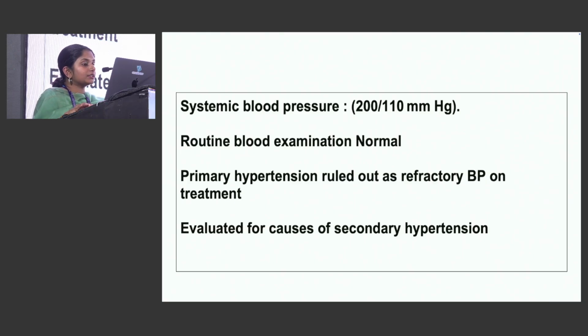And we started the investigations of the patient after sending him to general medicine, and routine blood examinations were normal. So primary hypertension was ruled out as the patient's BP was refractory to treatment, and the patient was evaluated for the causes of secondary hypertension.